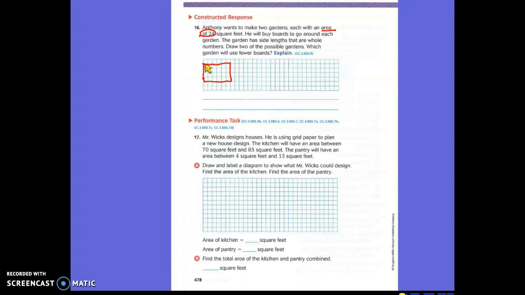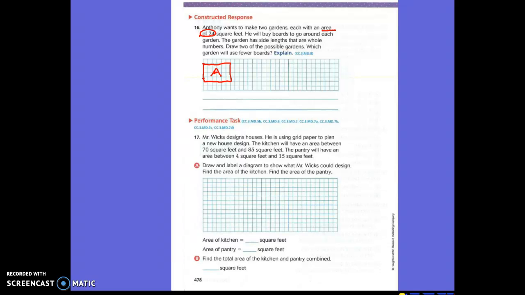Can we call this garden A? Yeah. Okay, that's garden A. They said there's 2 gardens because there's a lot of numbers that it can equal 24. I don't want you to do the same numbers. I want it to be a whole different set of numbers. Okay? So, what is a separate set of numbers?